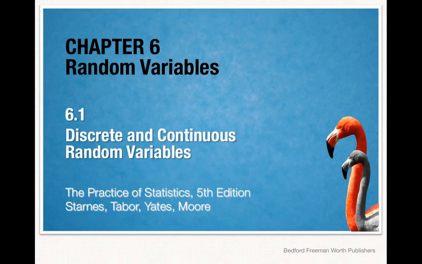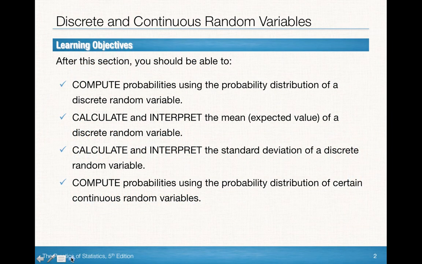Okay, we're going to start with Chapter 6. 6.1, Discrete and Continuous Random Variables. Our learning objectives are as follows. I'll give you a minute to read those. I'm going to start you off with an example.